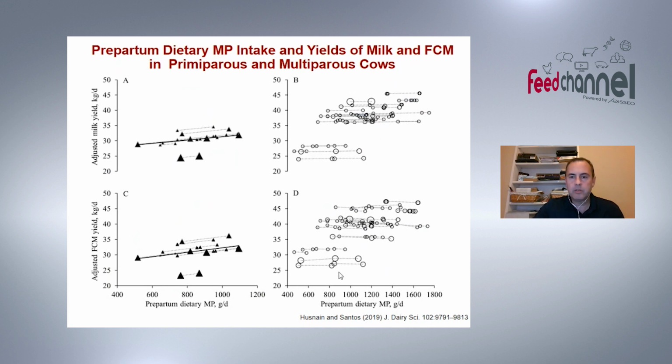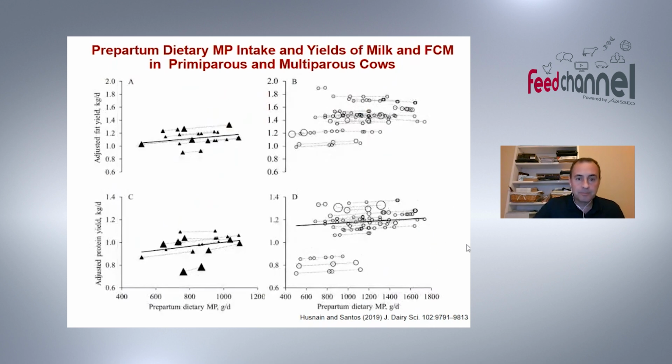But when we looked at the data from the parous cows, we saw basically no response. Whether the cows ingested 900 grams of metabolizable protein, or they consumed 1.4 kilograms of metabolizable protein prepartum, we saw exactly the same milk response or energy-corrected milk response. So no benefit to parous cows, a major benefit to nulliparous cows.